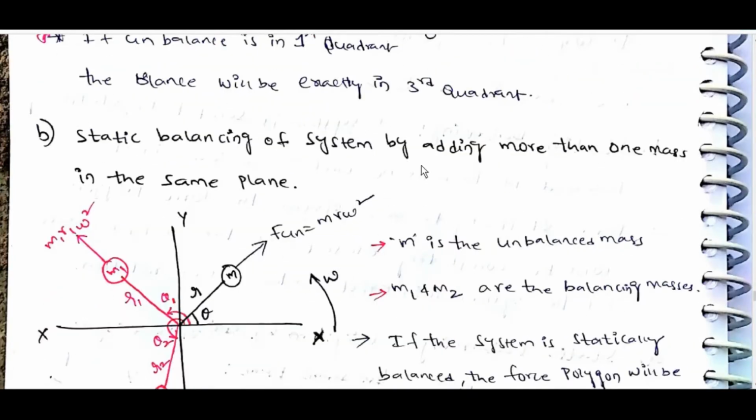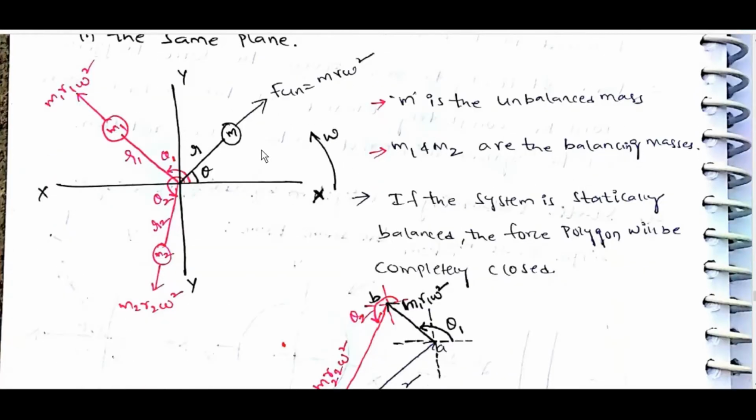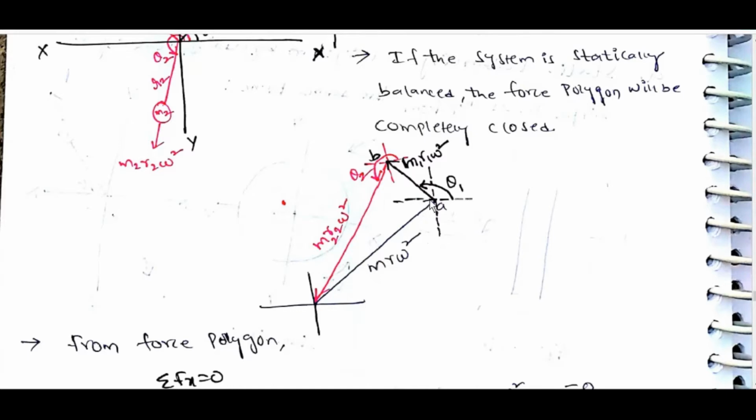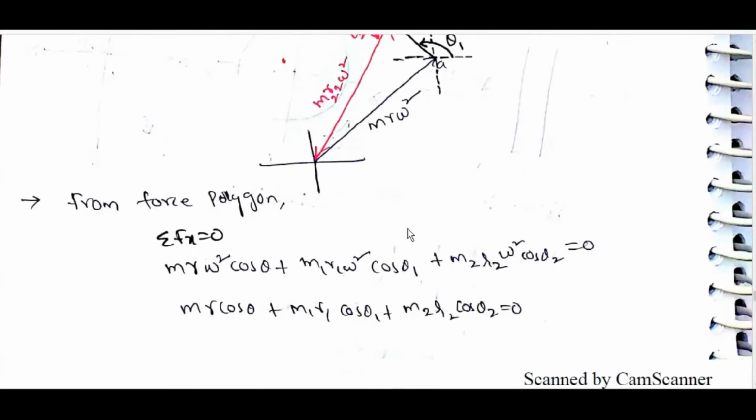Static balancing of a system by adding more than one mass in the same plane. F unbalanced: m r omega square at theta, m1 r1 omega square at theta 1, m2 r2 omega square at theta 2. m is the unbalanced mass, m1, m2 are balancing masses. If the system is statically balanced, the force polygon will be completely closed. That is, m1 r1 omega square in this direction, m2 r2 omega square in this direction, m r omega square.